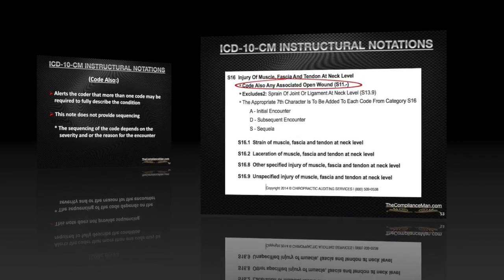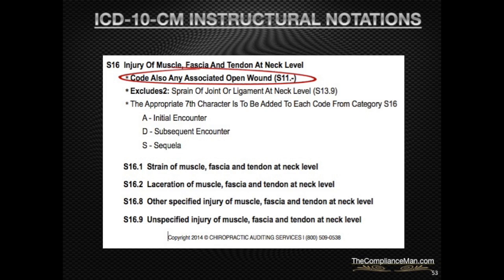But in this example, S16, injury of muscle, fascia, and tendon at the neck level, code also any associated open wound. And that would be found in S11. So if the patient had an injury to the muscle, fascia, or tendon of the neck, say a sprain or strain, and when they were injured, they also suffered an open wound, or if the open wound was the reason for the injury to the muscle, fascia, or tendon, you could code those two codes together.